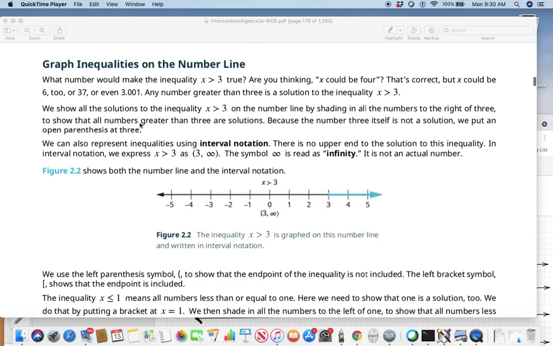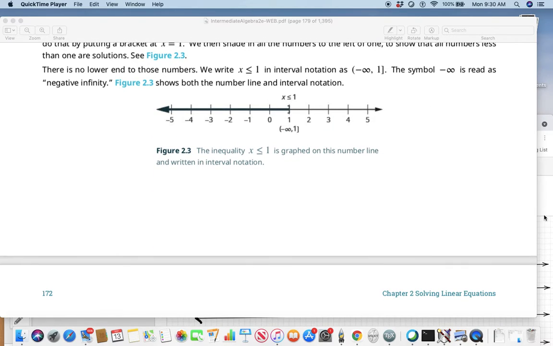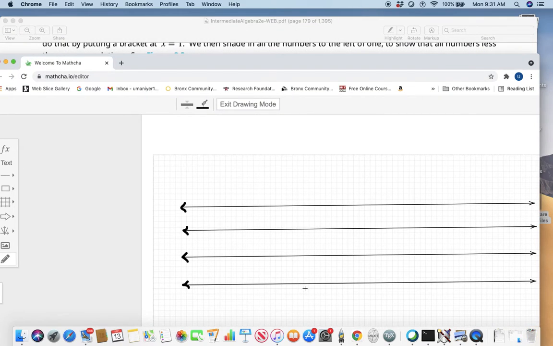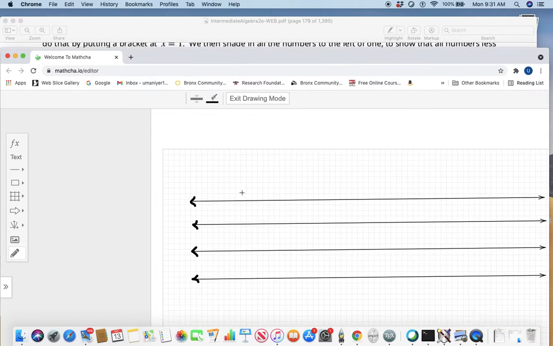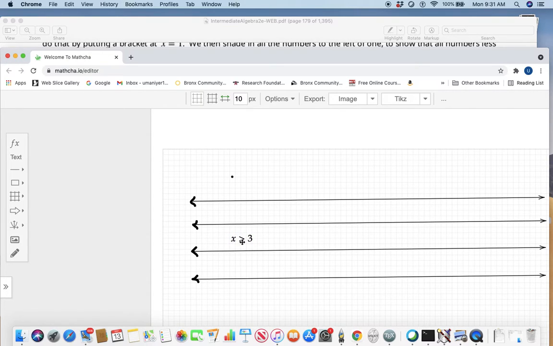Okay, graphing inequalities on the number line. There is much being said here. It's better if we see it using pictures, right? So first of all, I have four number lines here. Say I want to graph x greater than 3. All right, x greater than 3.